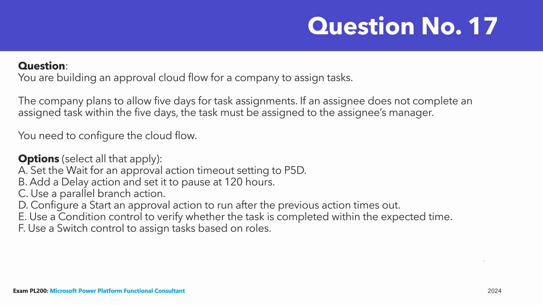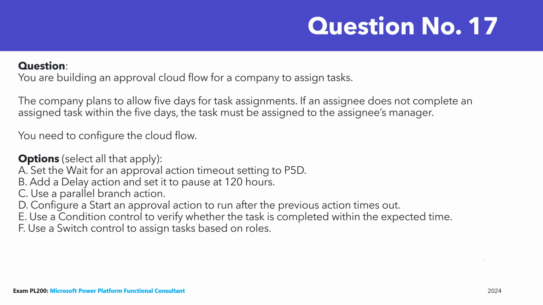Question. You are building an approval cloud flow for a company to assign tasks. The company plans to allow 5 days for task assignments. If an assignee does not complete an assigned task within the 5 days, the task must be assigned to the assignee's manager. You need to configure the cloud flow. Options. Select all that apply.